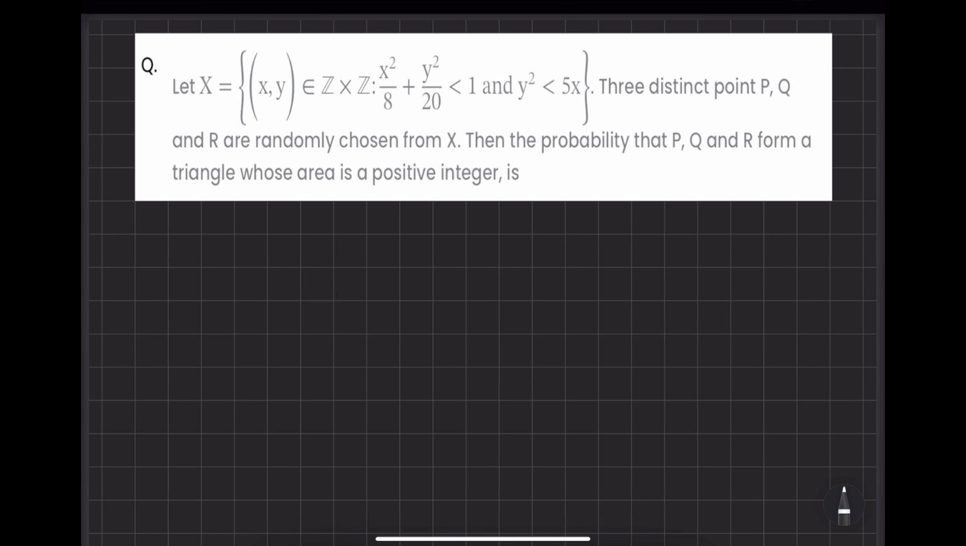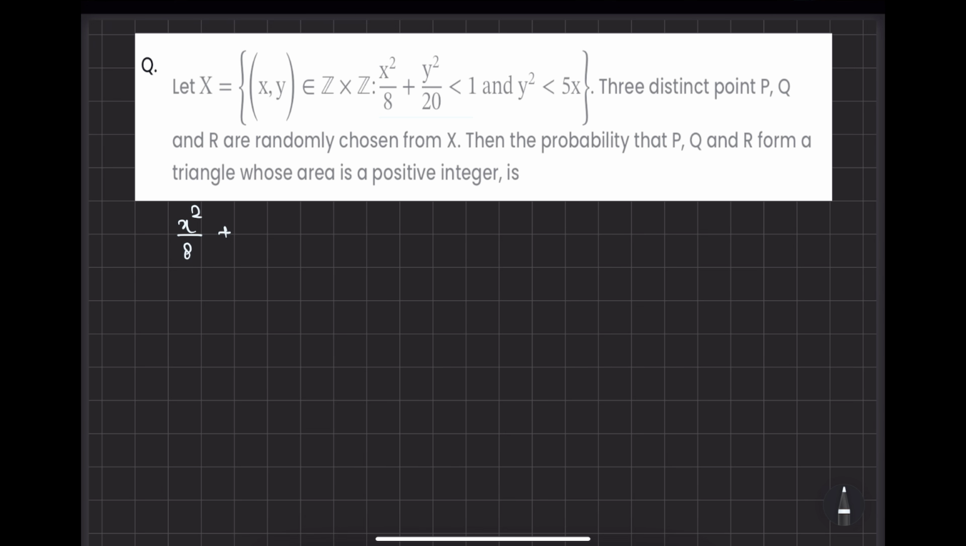So we got a wholesome new problem which says let X equals {(x, y) belongs to Z cross Z}, meaning x and y are integers, and then we have x square by 8 plus y square by 20 less than 1. So you know it is an ellipse. Okay, so what I will do, I will first draw the ellipse with the equality sign and then I will figure out which area I have to cover.